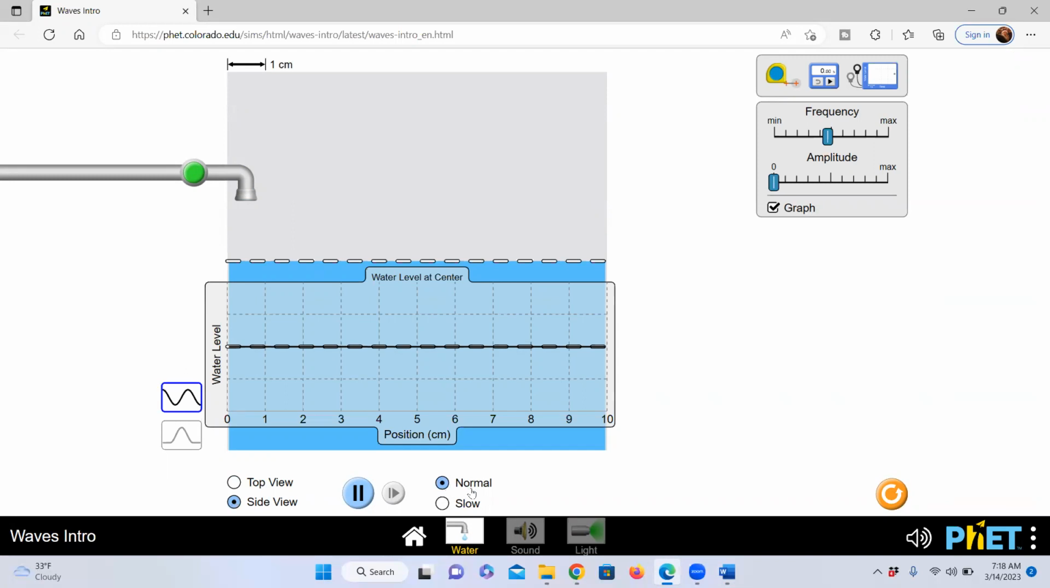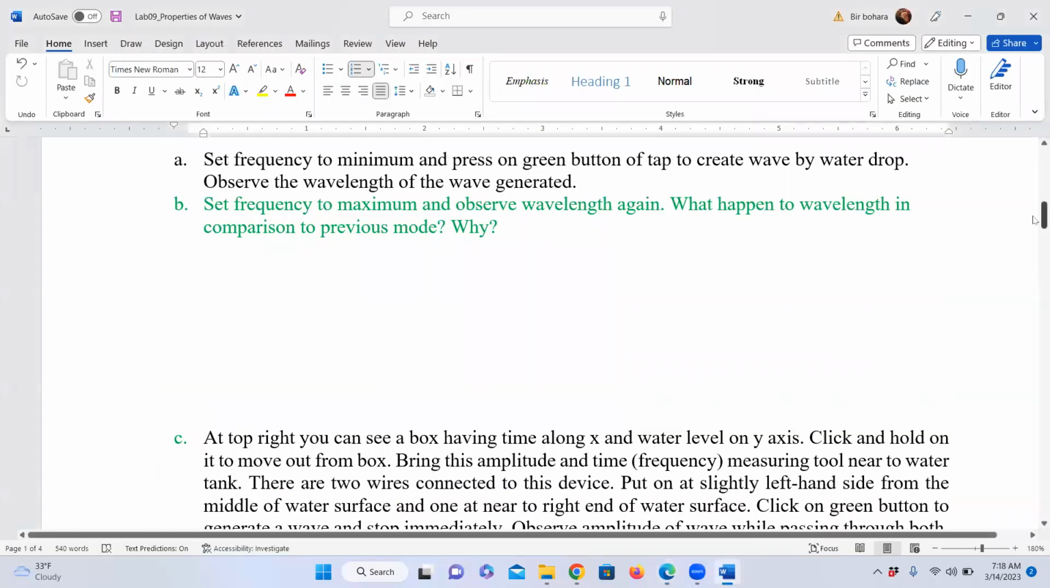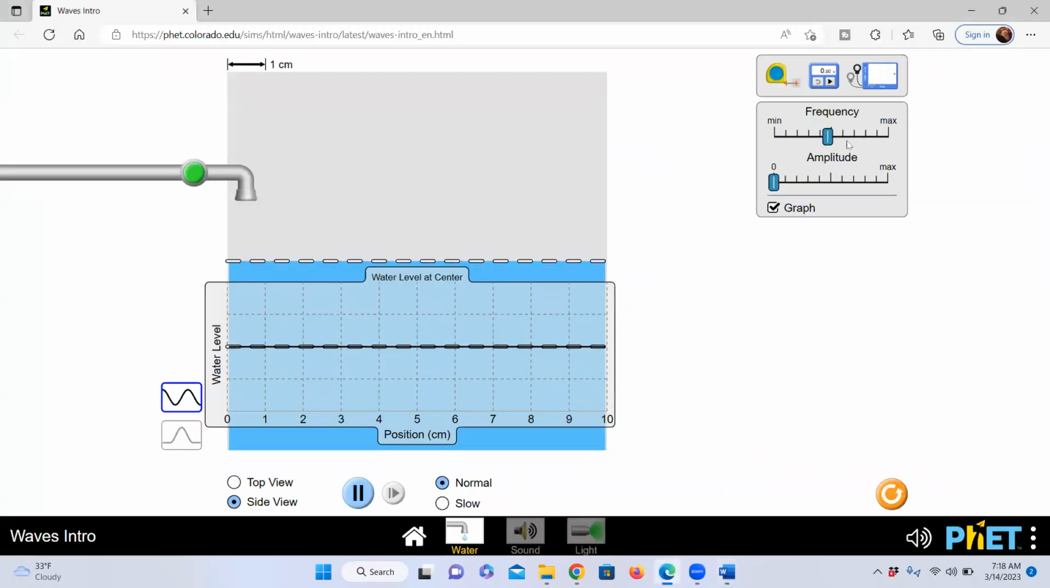And then the normal mode is okay. We don't need to slow down. Let me go back to what we have to do. Set frequency to minimum and press the green button to set the wave on the water surface. Observe what is happening with the wavelength. Then in B, we'll be setting frequency to maximum and observing wavelength again. So you will see what is happening when you set frequency to maximum and minimum. Okay, so let's go and do this activity.